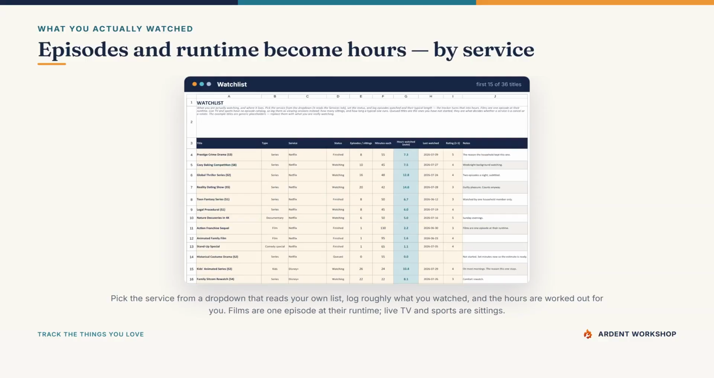Then comes the half almost nobody writes down. On the Watchlist tab, you log what you're actually watching and where it lives. Pick the service from a drop-down that reads your own list. Enter roughly how many episodes you got through and how long they run, and the hours are worked out for you. Films are 1 episode at their runtime. Live television and sport have no episode list, so you log those as sittings. Rough is fine here. You're looking for the difference between 2 hours a month and 40.